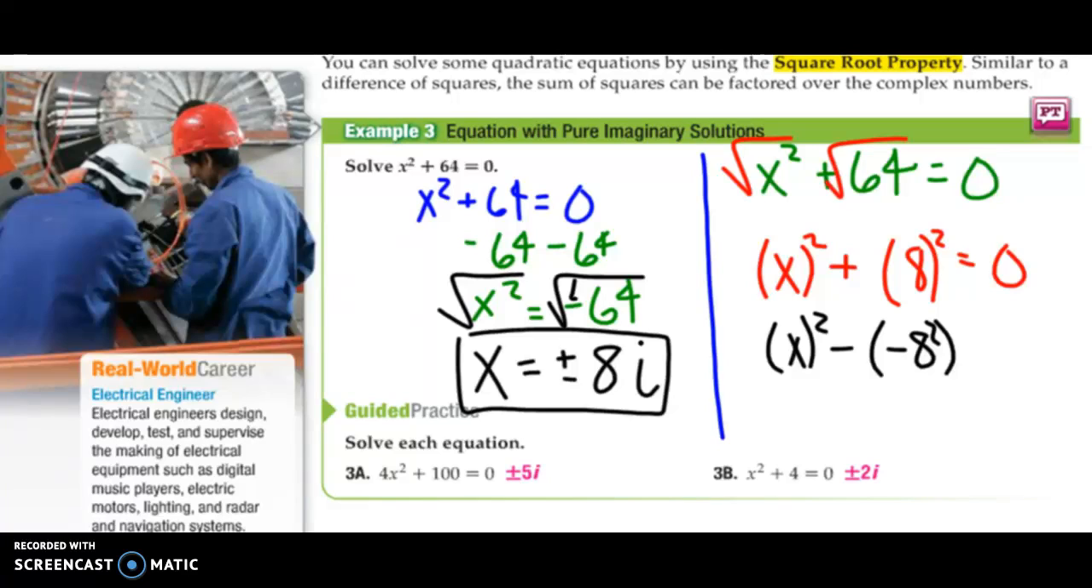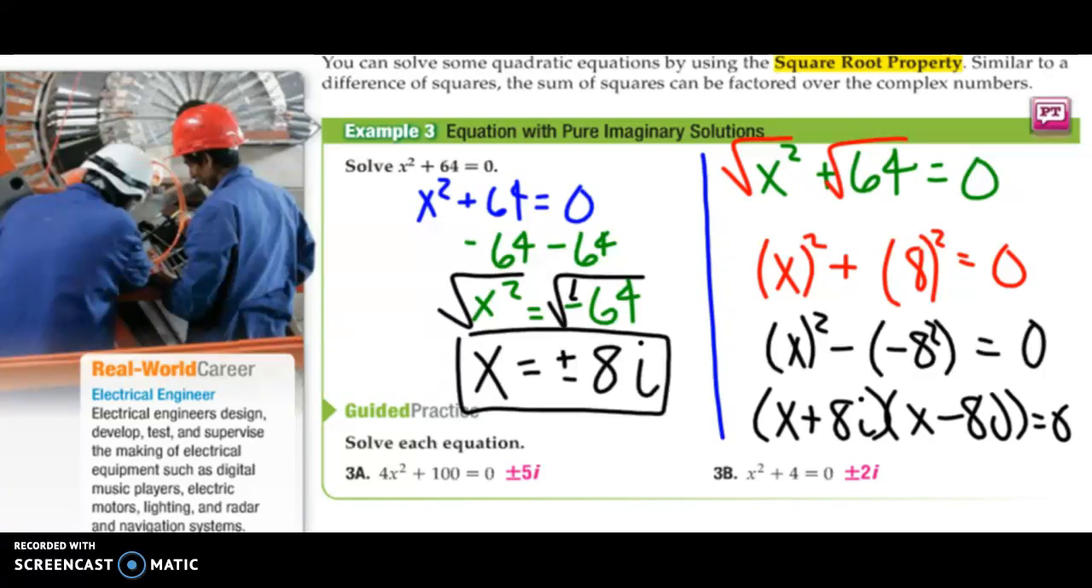And the reason I do that is because now minus and negative is the same as adding, right? And so I can write it then as the square root, well, the square root of -8 squared is 8i. So I can write it as x plus 8i times x minus 8i equals 0. And then I can solve each one. So you'd say x plus 8i equals 0 or x minus 8i equals 0. And we find both ones to be 8i or -8i.